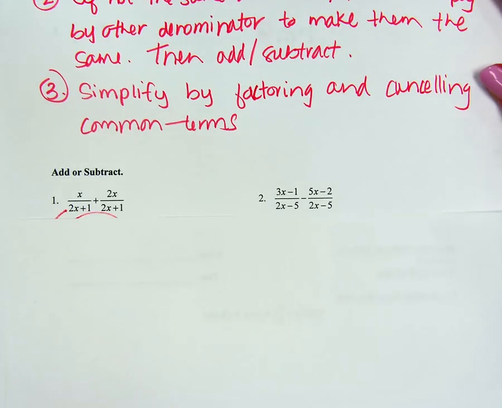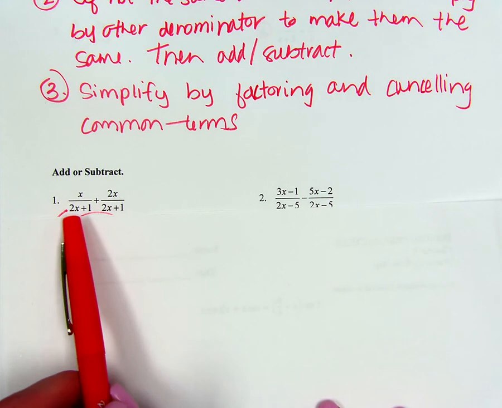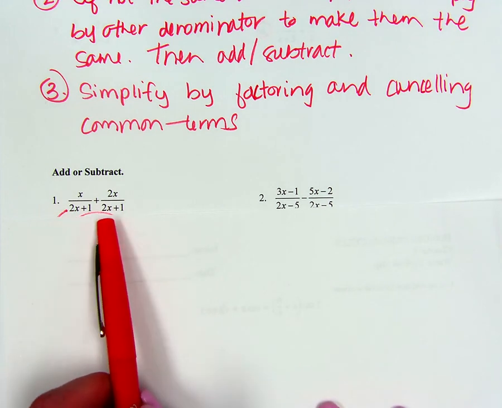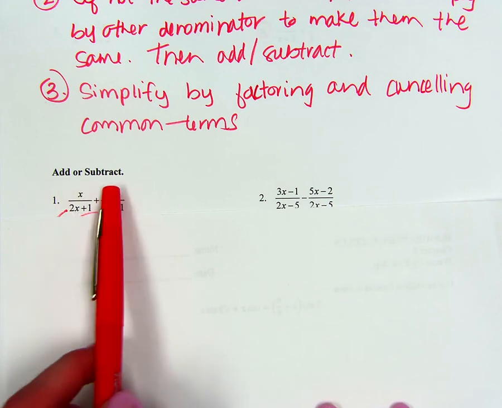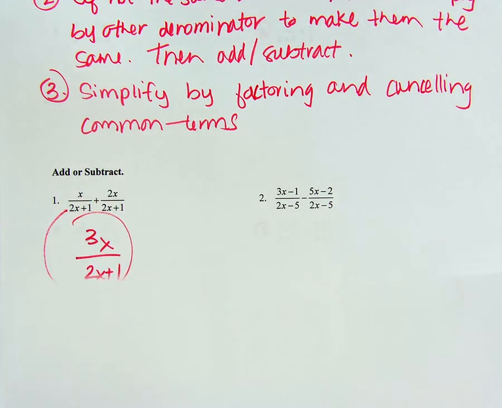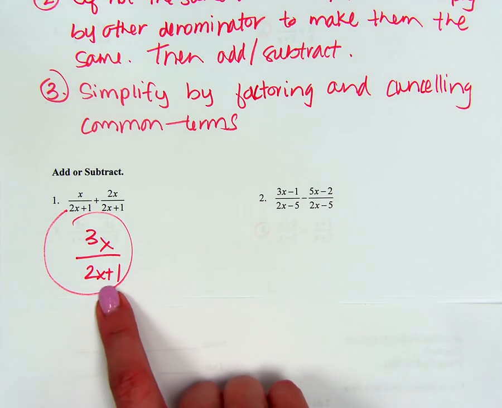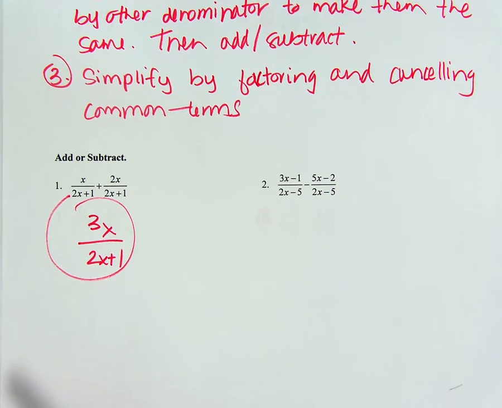So number 1 says add or subtract. The first thing we're looking to identify is if the denominators are the same. If we look at the bottom of the fractions, we have 2x plus 1 and 2x plus 1. So those are the same. So all we're going to do next is add together our numerators. So x plus 2x becomes 3x, and our denominator stays the same as 2x plus 1. So that's our number 1.